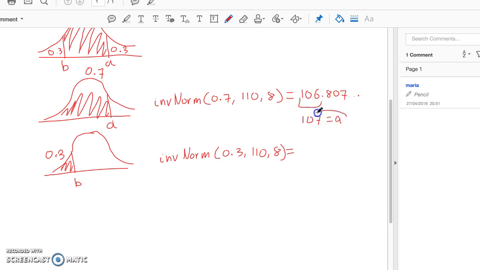That's my A. Oops. What's my B? Less than 0.3 with the same mean and standard deviation. That gives me in the calculator 114.195 and so on. Remember, we just want 3 significant figures, it is 114. That's my B, and that's the final answer.